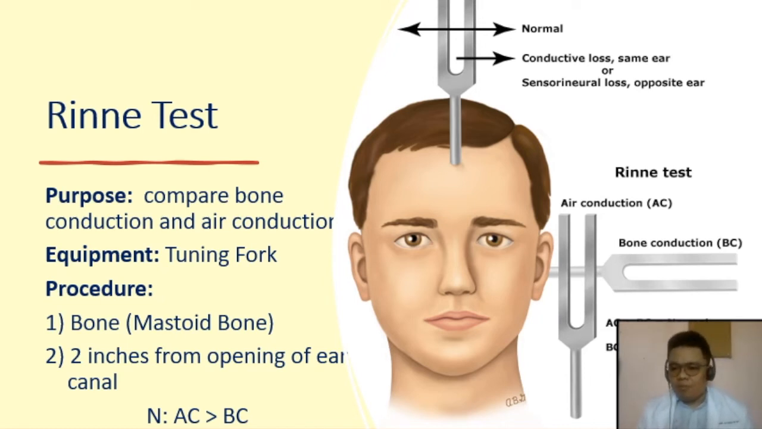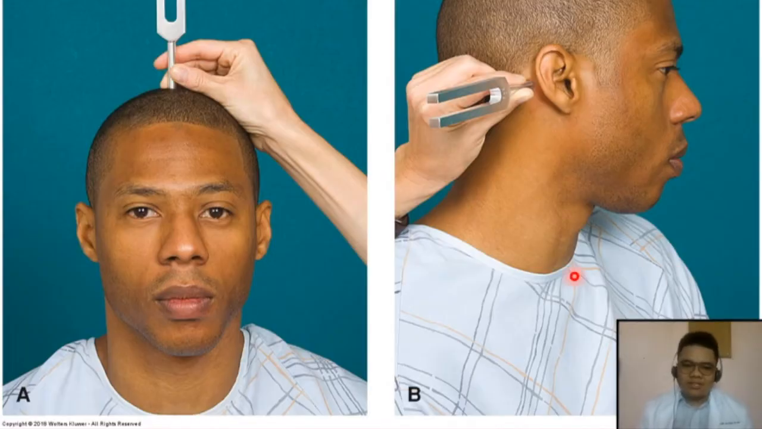Now, to compare, so this is your Weber test, the test for lateralization of sound. This one is your Rinne test, the first step for your Rinne test. Okay, class, by the way, your tuning fork has different sizes. Particularly, there are 3 in a set. The smaller it is, class, the lesser the decibel. Remember that decibel is the measure of sound. So, the bigger the tuning fork, the higher the decibels.